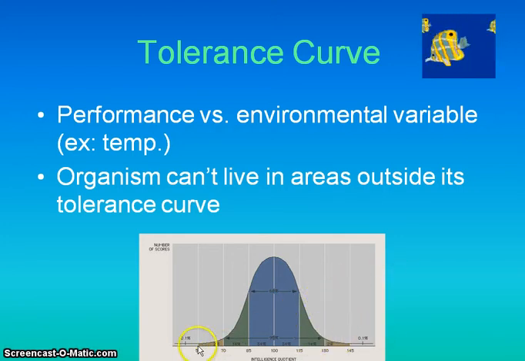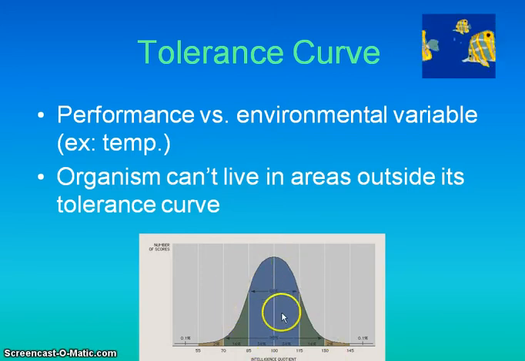And then this area farthest out on the sides of the curves are going to be the areas where that organism cannot tolerate those conditions anymore. So that would be intolerable. It's just too cold or too hot, and that fish is not going to be able to swim very well at all, if it can even survive. So that's what a tolerance curve will show us: the optimum conditions for an organism, the areas where they're stressed, and then the conditions where they can't live outside of.